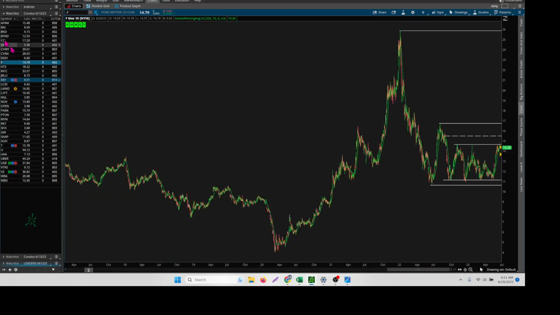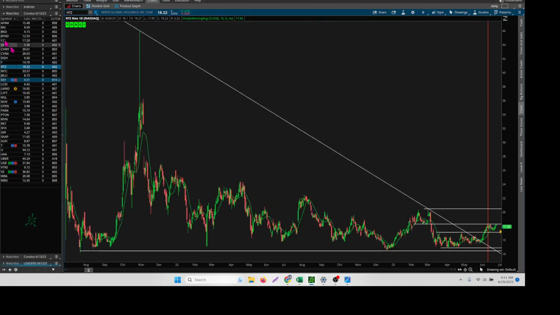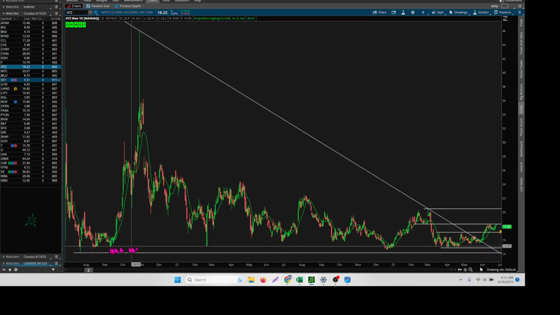Ford, higher lows, and now trying to reverse. Hertz, look at Hertz here. Oh man, what are these red lines? Anyway, you can see how Hertz came down here. This is the previous low right there, and we started putting in higher lows right here.